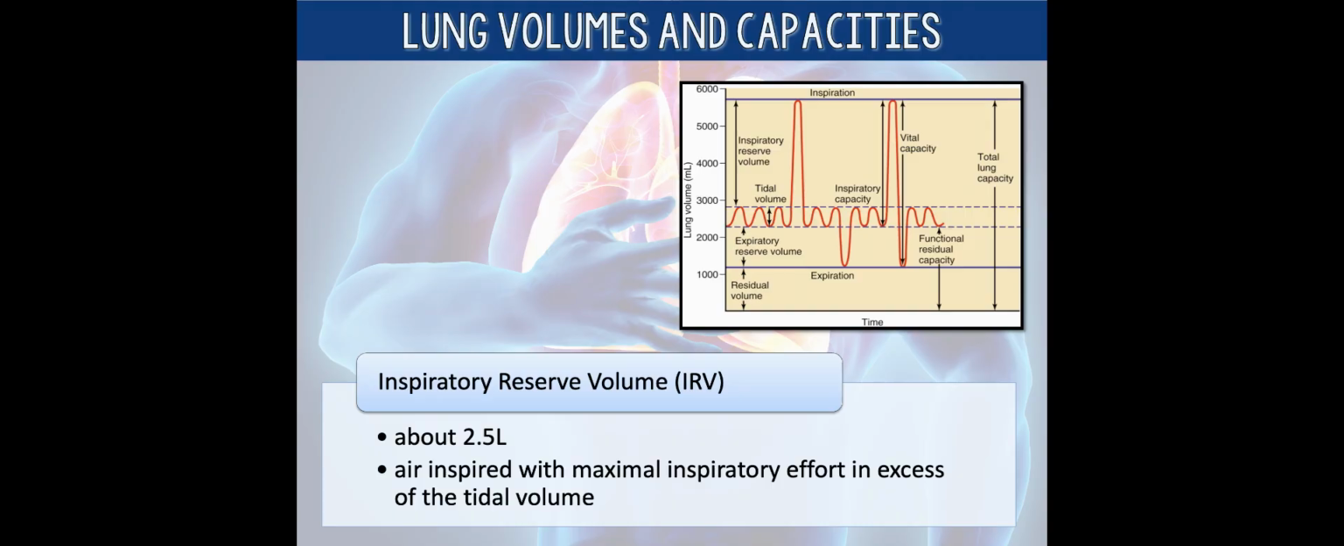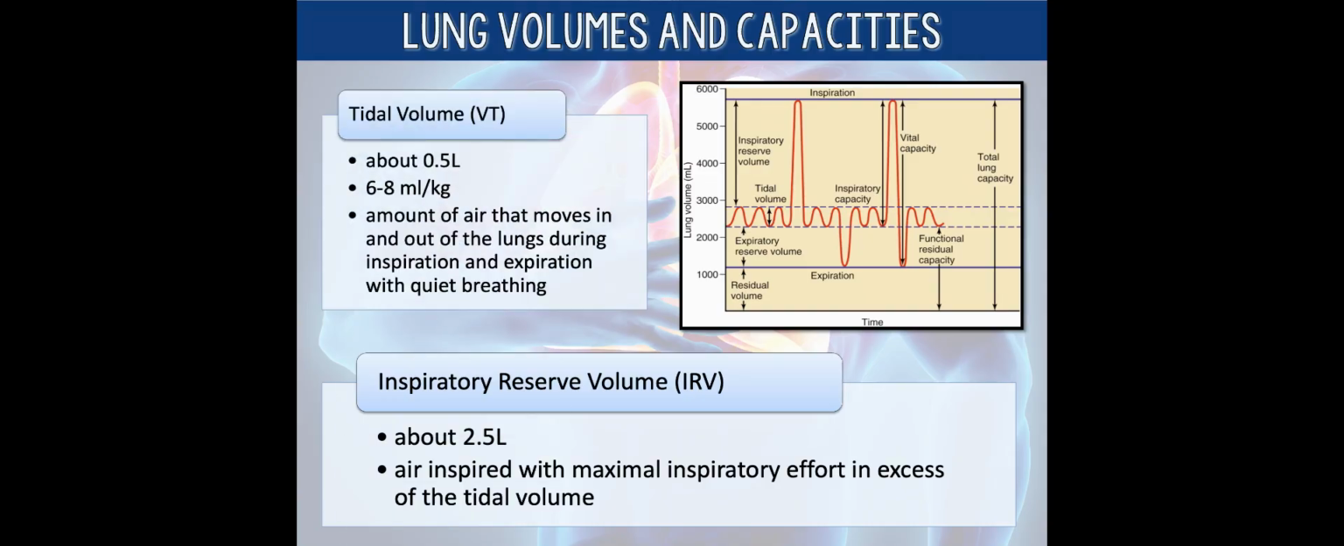So I guess before we talk about IRV, let's talk about the tidal volume. Tidal volume is about 0.5 liter, and we calculate it if I have to intubate a patient and put them on a ventilator. What is tidal volume? Tidal volume is that amount of air that moves in and out of your lungs during inspiration and expiration. That's just your normal breathing. As you're breathing in and out, watching TV, for instance, that's your normal tidal volume without any effort, just your normal amount of air that you breathe in and out.